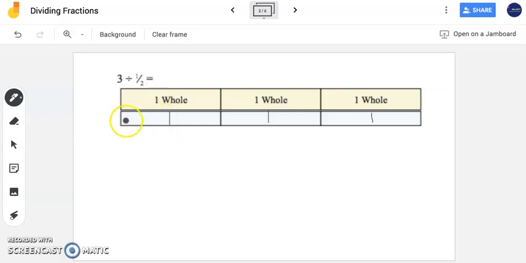Notice this whole here we have 1/2 and 1/2, and I did that for each whole. Now, to determine my final answer, my goal is to count how many halves I have. Well, I have 1, 2, 3, 4, 5, 6, giving me a final answer of 6. Notice 3 divided by 1/2 equals 6.